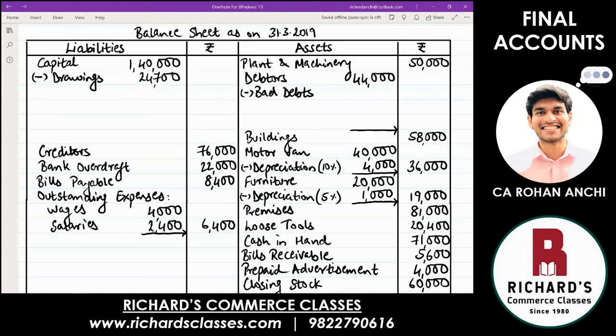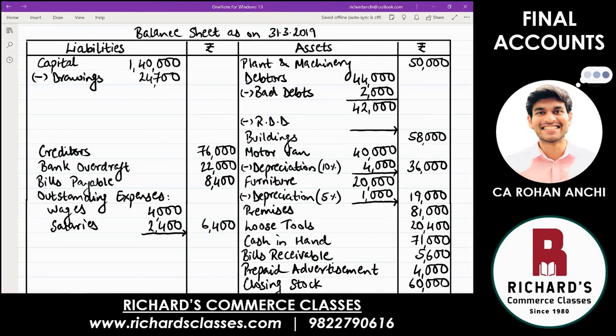Point number 4. Write off means reduce. 2,000 for bad debts. So deduct 2,000. So can you tell me what is the new balance of debtors? 42,000, and that you will continue to write in the inner column. That's why we had left 3 lines. 42,000. And the next one is also a loss. RDD, reserve for doubtful debts.